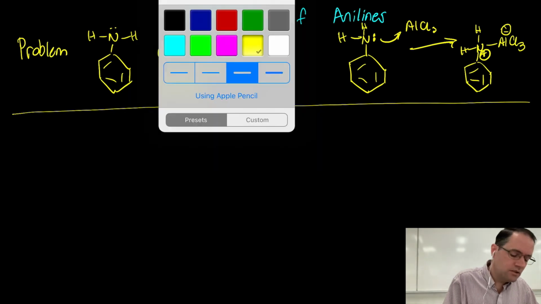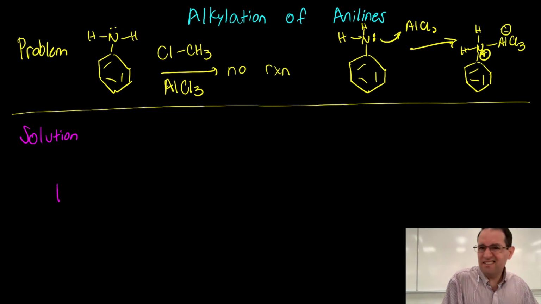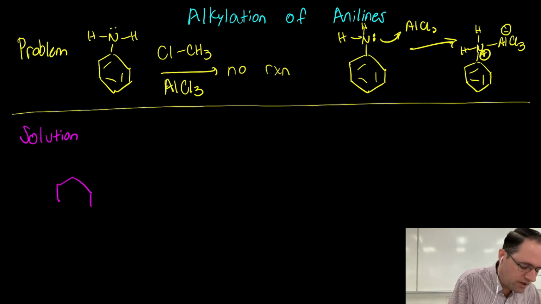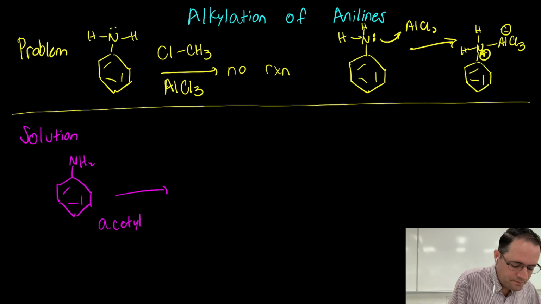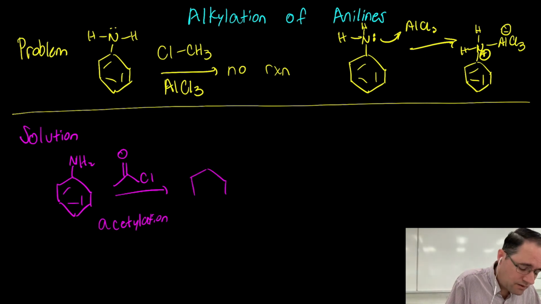So here's the solution to this problem. The idea, once again, is this nitrogen is just too hyper. It just goes after the first thing it sees and it doesn't react the way you want it to. And so the idea is to modulate the reactivity by doing an acylation with acetyl chloride. And this gives you the acetyl group there on the nitrogen, okay?